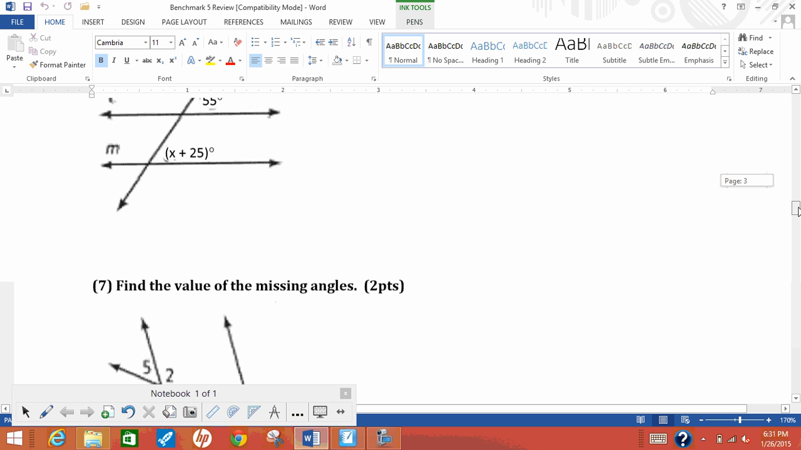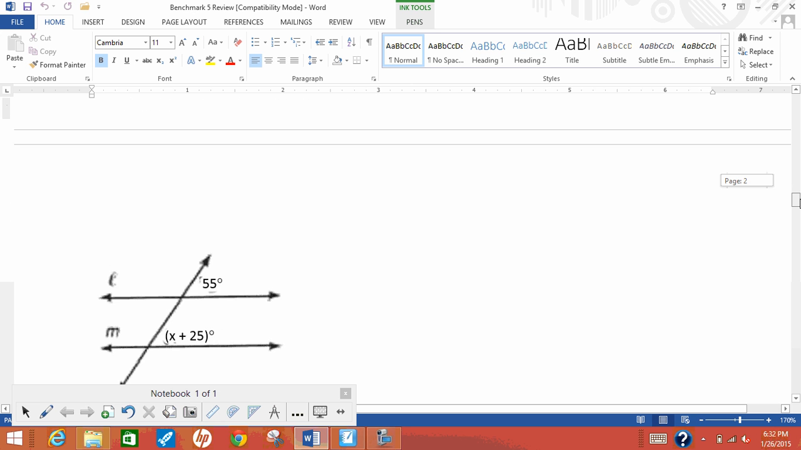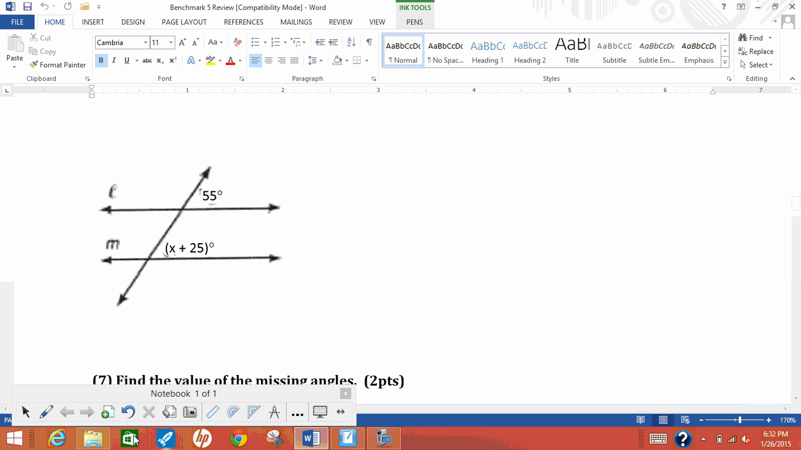Okay, I'm going to have a picture below here. I'm trying to find x that makes L parallel to M. So I want L to be parallel to M, so I want this situation. These two angles are corresponding angles. Corresponding angles are congruent, of course, so that means their values are equal.